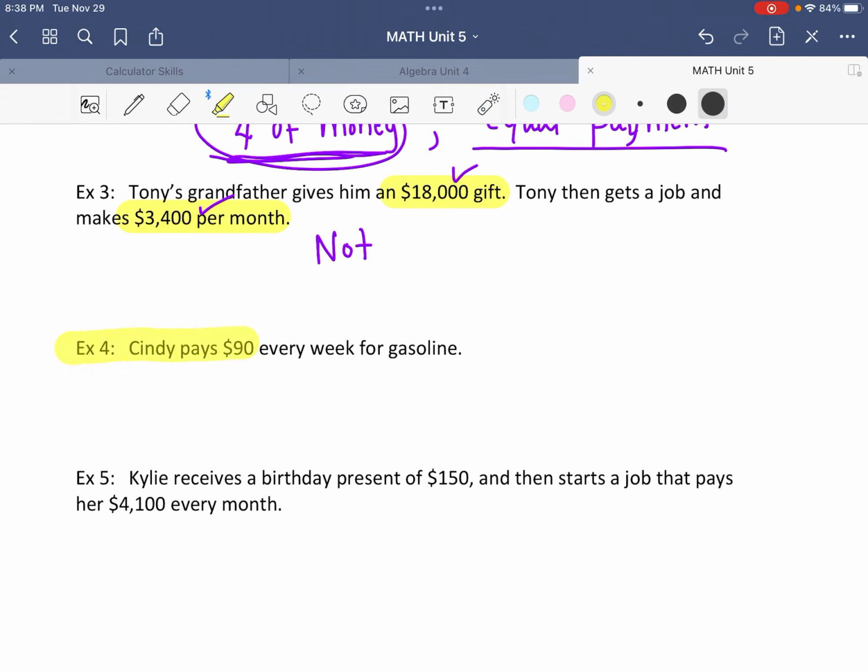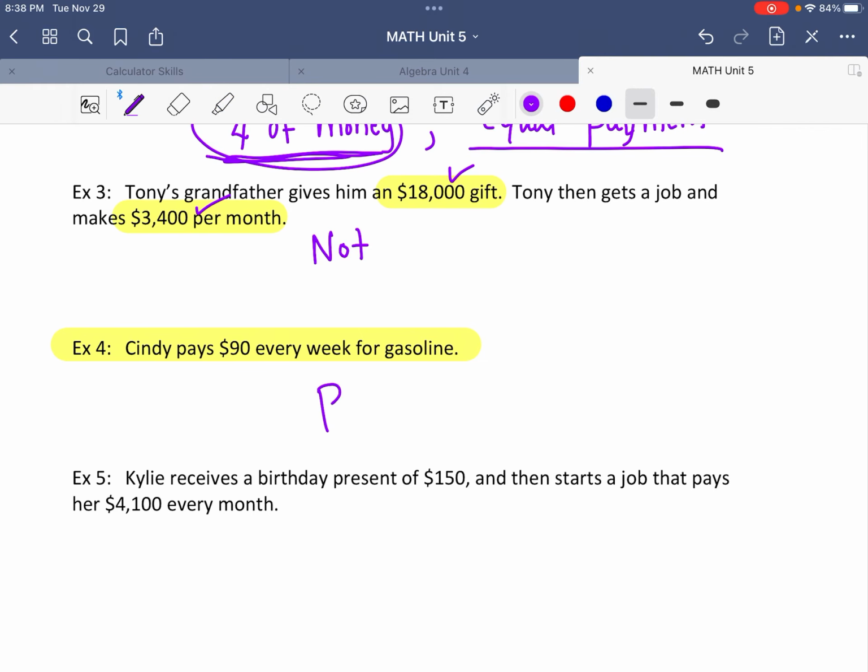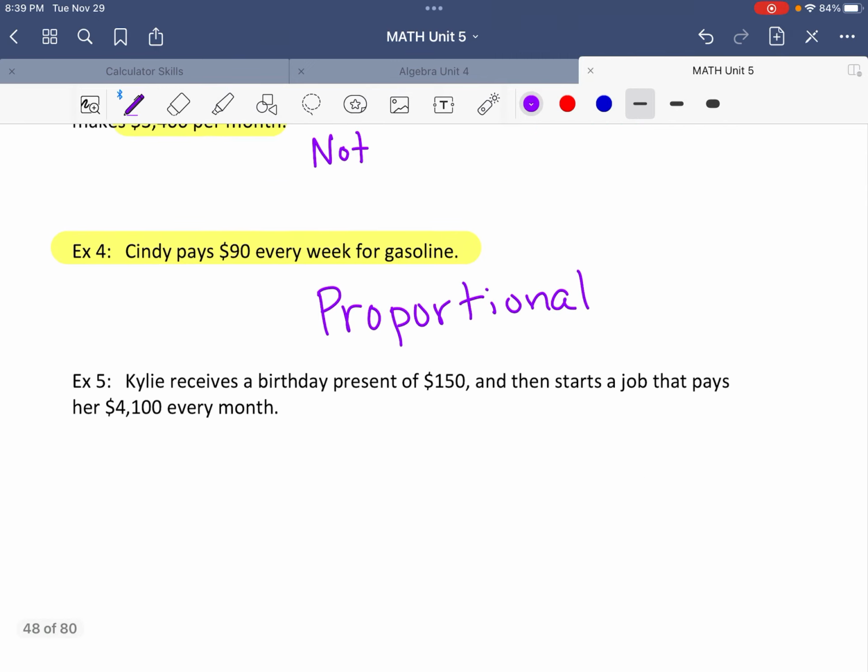Cindy pays $90 every week for gasoline. It doesn't say she paid something one week and paid $90 every week after that. It's just $90 every week. This situation would definitely be proportional because there's no starting amount that's different. It's just simply $90 every week.